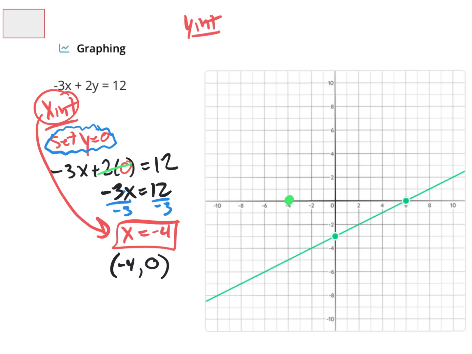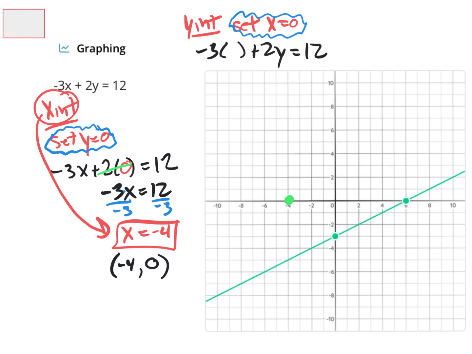Y-intercept. How do we find the y-intercept? We set x equal to 0. This is what you need to know to be able to find the y-intercept. You set x equal to 0 and solve. So when I write this out, negative 3x plus 2y equals 12.